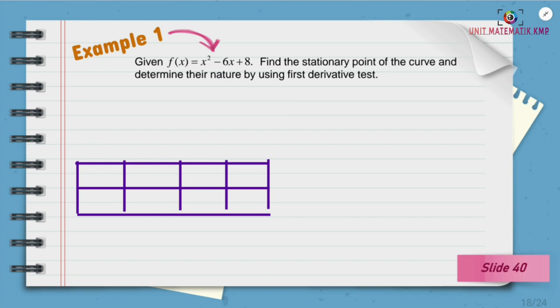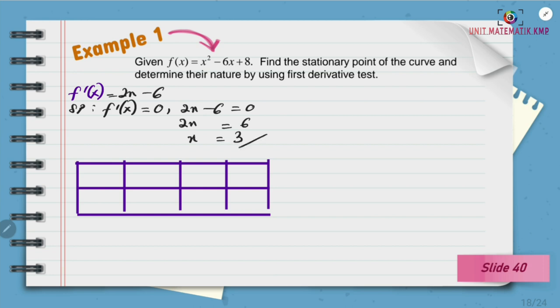For example 1, given f(x) is equal to x squared minus 6x plus 8. Find the stationary point of the curve and determine their nature by using the first derivative test. First step, find f prime x. We have 2x minus 6. Then, to find the stationary point, f prime x is equal to 0. Therefore, 2x minus 6 equal to 0, 2x equal to 6, and x equal to 3.